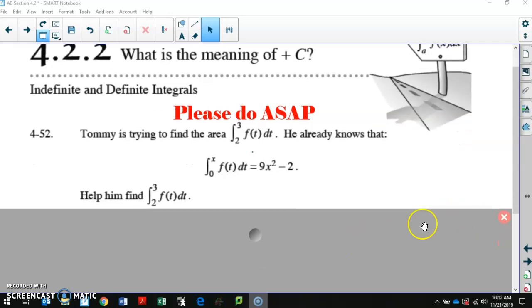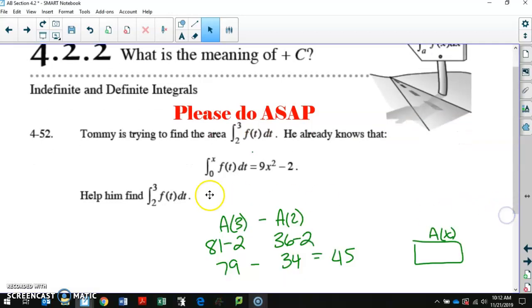Alright, so what we have here is this integral equals 9x squared minus 2. Essentially what we're saying is that 9x squared minus 2 is the area function associated with this particular graph. So if we want to find the area between 2 and 3, we'll plug 3 into the area function and get 79. We'll plug 2 into the area function and get 34, and then we'll subtract them for a final answer of 45.